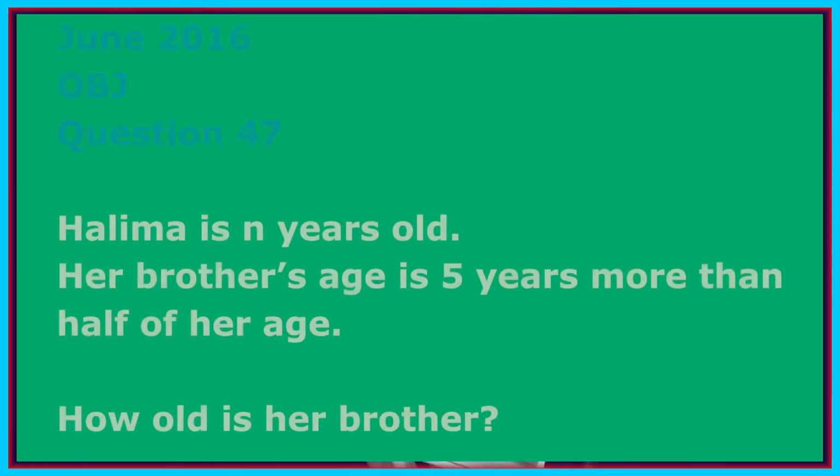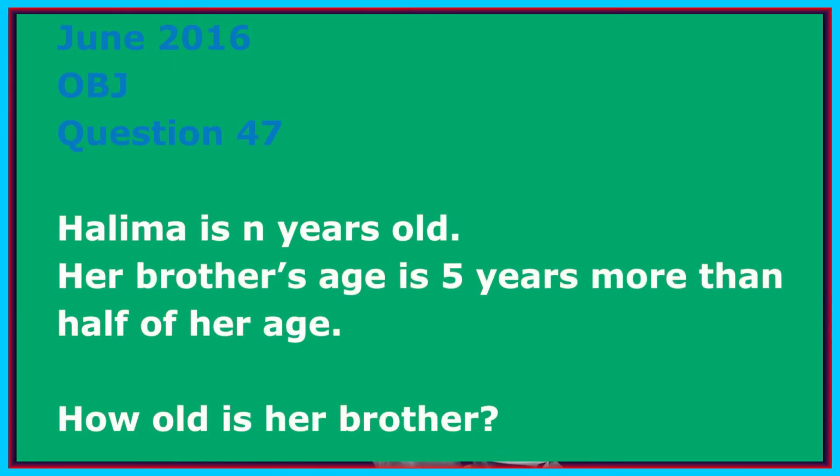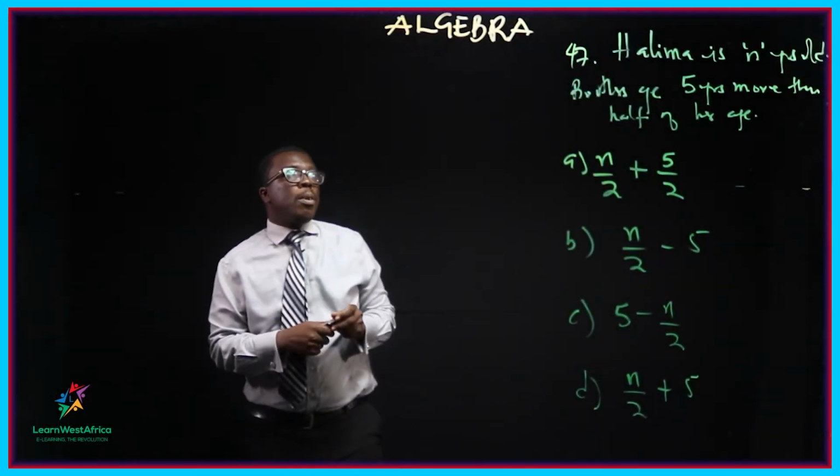Question 47. How to write mathematical relations. Halima is n years old. Her brother's age is 5 years more than half of her age. How old is her brother? Okay, here is the problem.